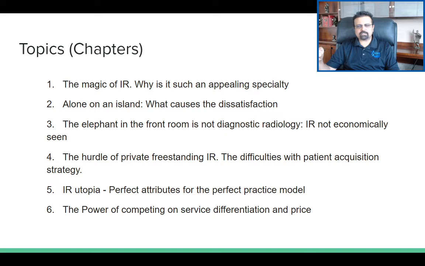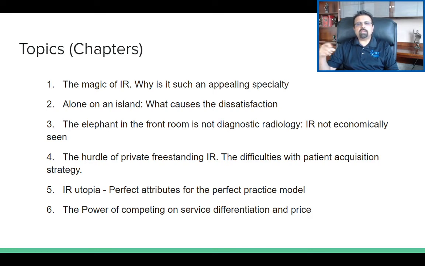One would be, what is the appealing part of interventional radiology? That is chapter 1. Chapter 2 would be something to the effect of what is really causing the dissatisfaction. In many cases, many of us are practicing and feel like we're kind of all alone on an island sometimes.